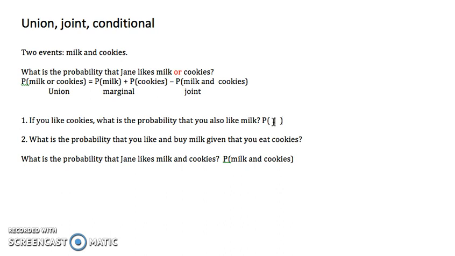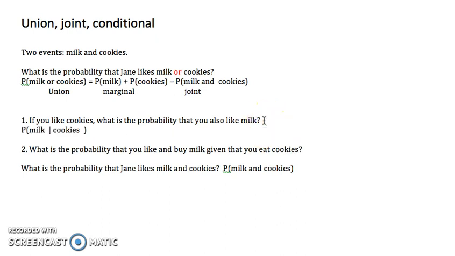A conditional probability relates to two events. Right after the bar, we put the condition. How do we identify the condition? It's the event that is right after the keyword. If you like cookies, the event right after the keyword is cookies. What's the probability that you also like milk? P of milk given cookies. How do we find that probability? It's the joint of both events. Milk, I already have it written. I'll just copy and paste.